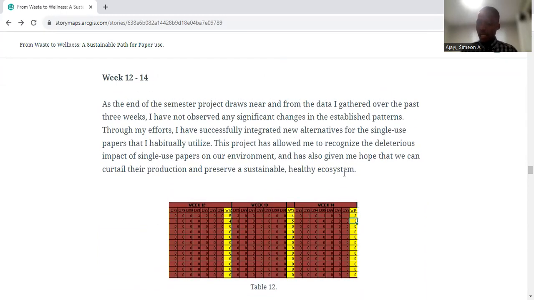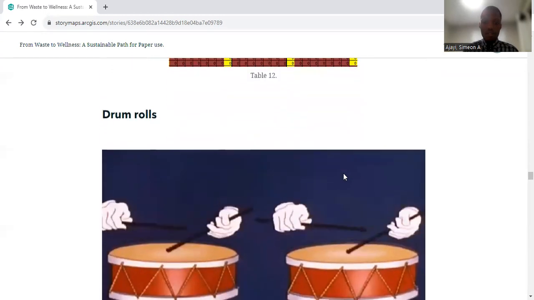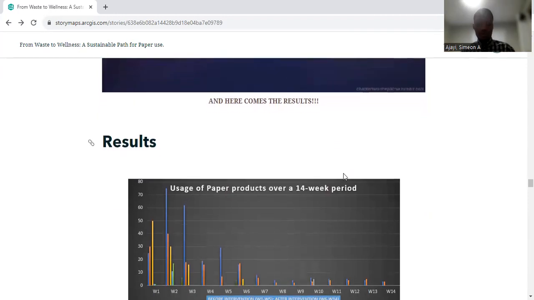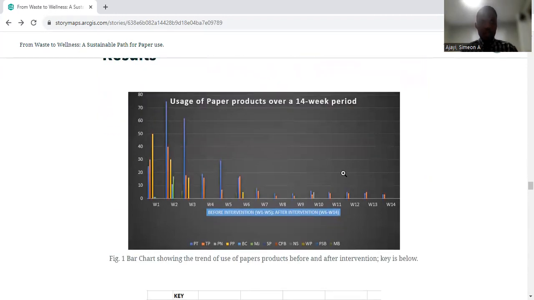So the next line of action is to talk about my results. All right, so drum rolls. Here come the results. We'll be talking about the results from my data using 4 charts: 2 bar charts and 2 pie charts.